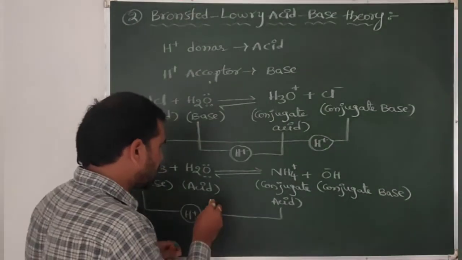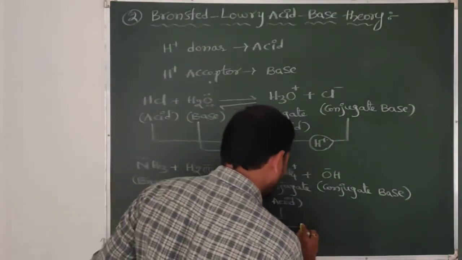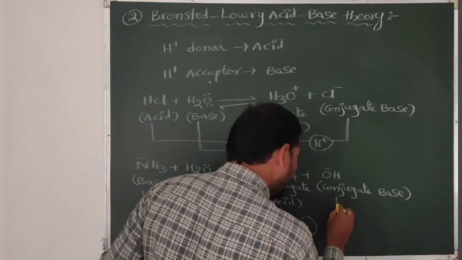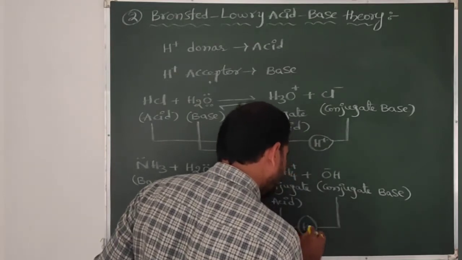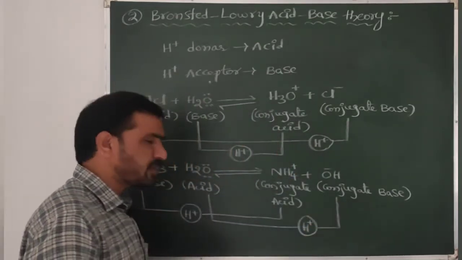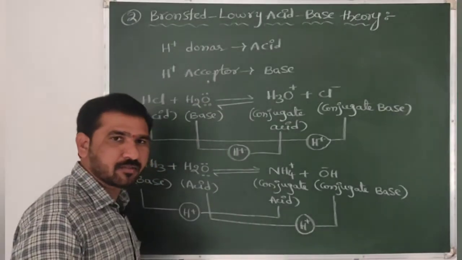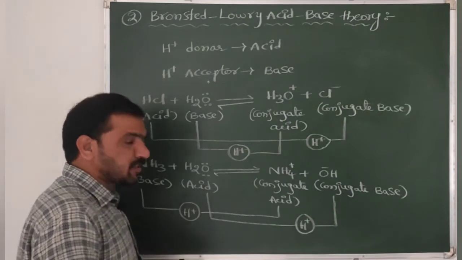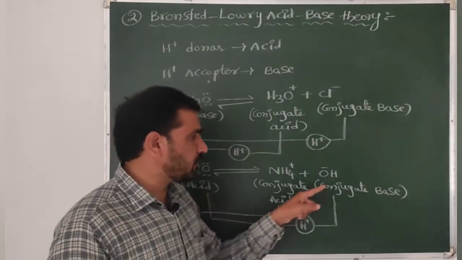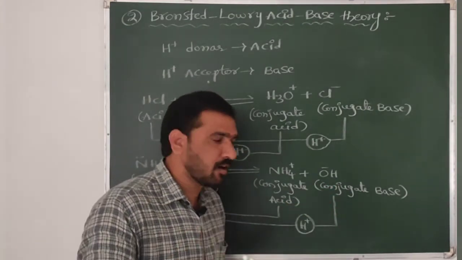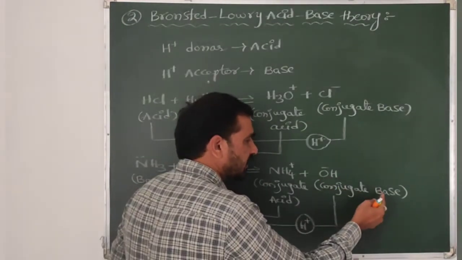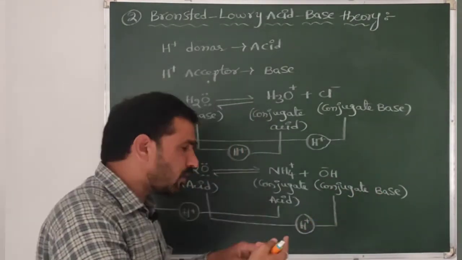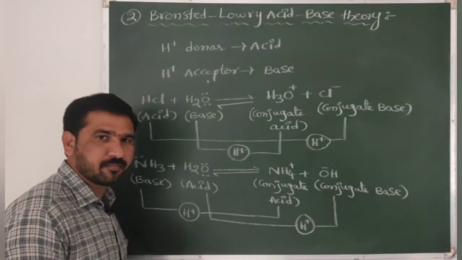Then what about H2O and OH minus? Between these two also one proton differs. That's why this pair is also a conjugate acid base pair. And here, H2O is the conjugate acid of OH minus base, or OH minus is the conjugate base of H2O acid.